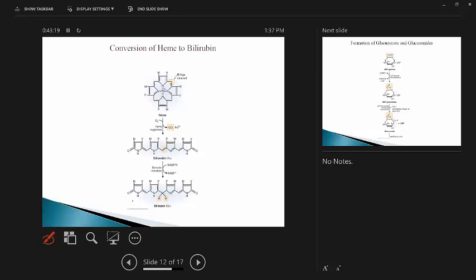So what happens is that this gets oxidized to biliverdin, okay, and then that gets converted to bilirubin, okay, and so that's where you get the khaki color.